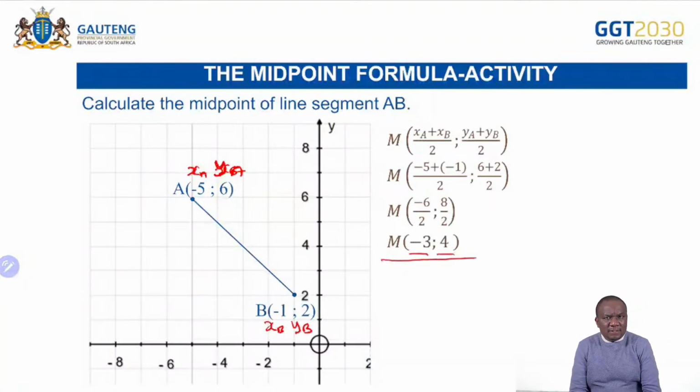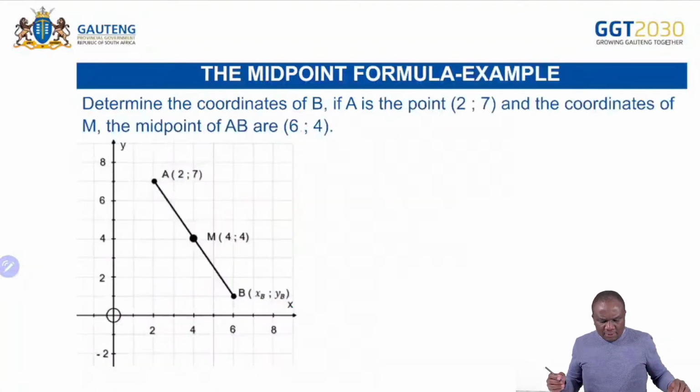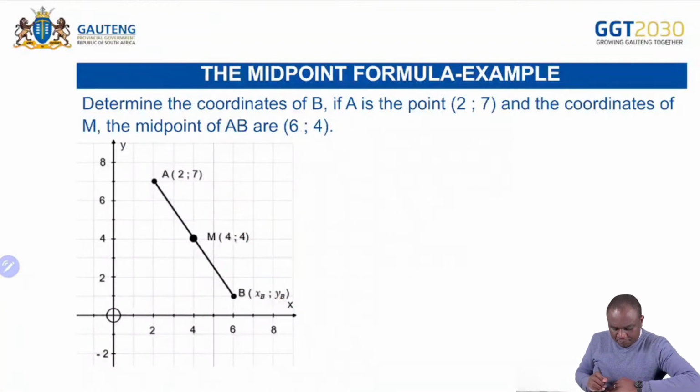Okay, right. Now let's do one more example on the midpoint, and then after that I'm going to give you a question to cover what you've done in the example. Okay, right, let's go to the next example. Determine the coordinates of B if A is (2, 7) and the coordinates of the midpoint AB are (4, 4).